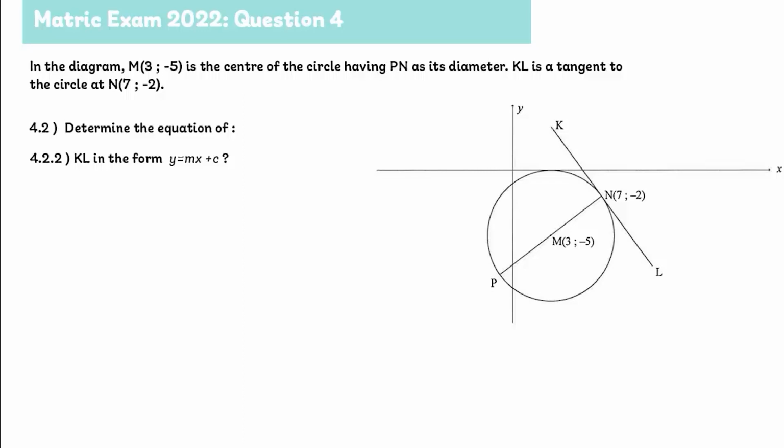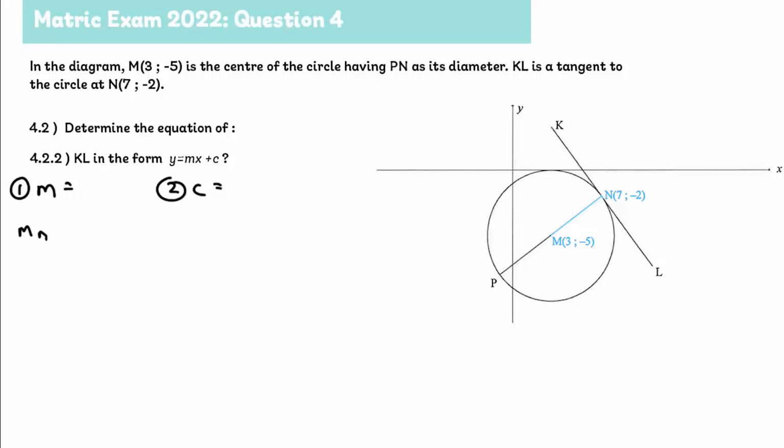Determine the equation of KL in the form of y equals mx plus c. So y equals mx plus c is nothing other than the straight line formula. So what do we need? We need two components. One, we need to figure out what m is. And what is m? m is the gradient of the straight line. And two, we need to figure out what c is.